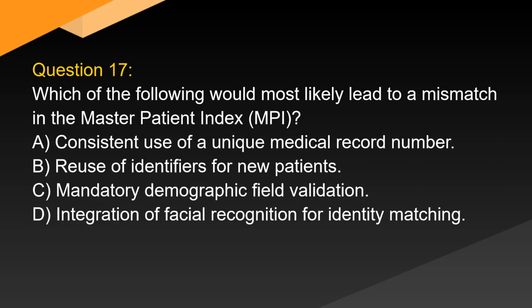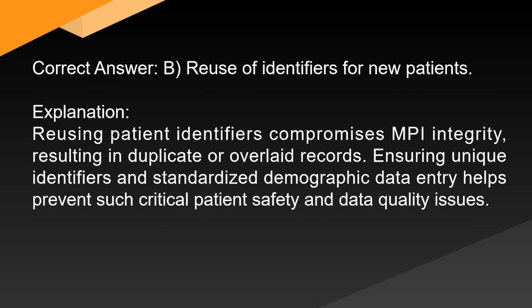Question 17. Which of the following would most likely lead to a mismatch in the Master Patient Index, MPI? A. Consistent use of a unique medical record number. B. Reuse of identifiers for new patients. C. Mandatory demographic field validation. D. Integration of facial recognition for identity matching. Correct answer. B. Reuse of identifiers for new patients.